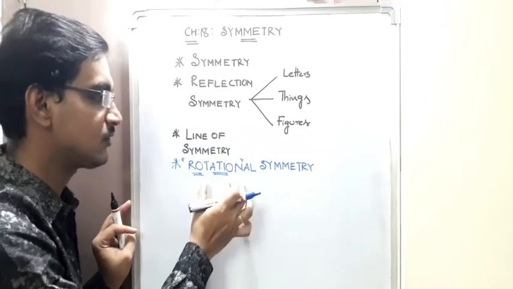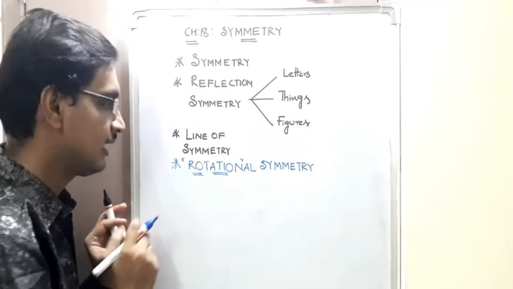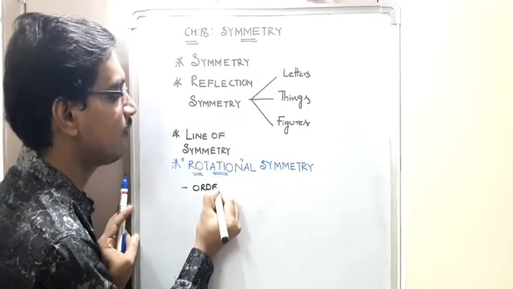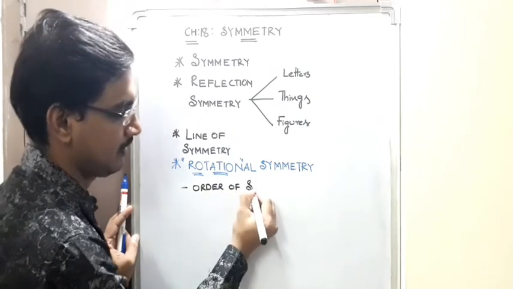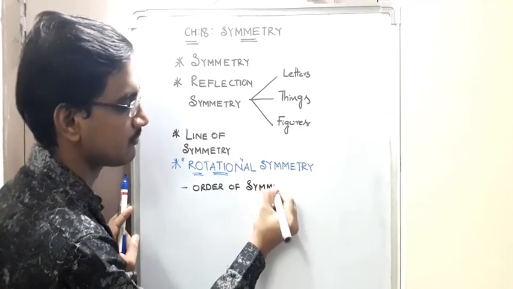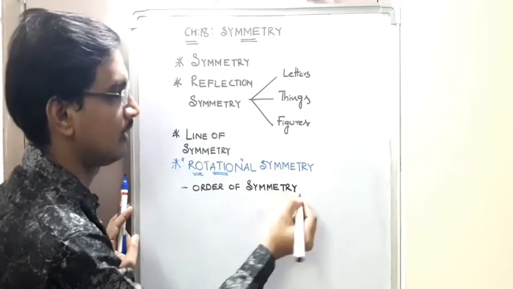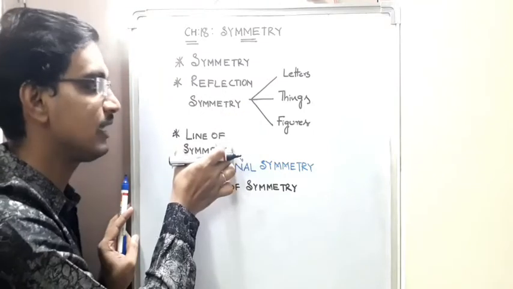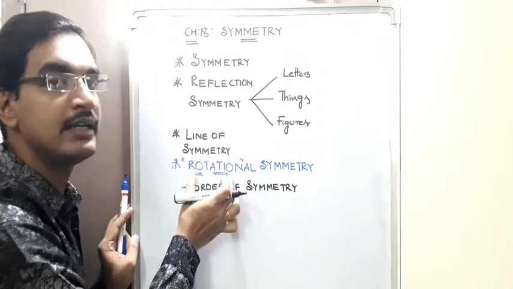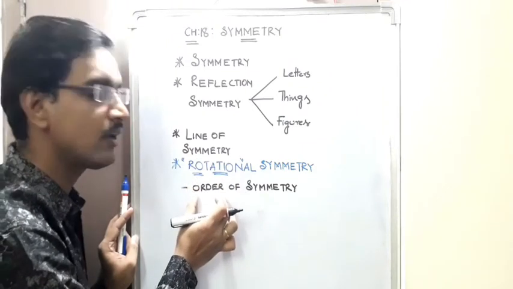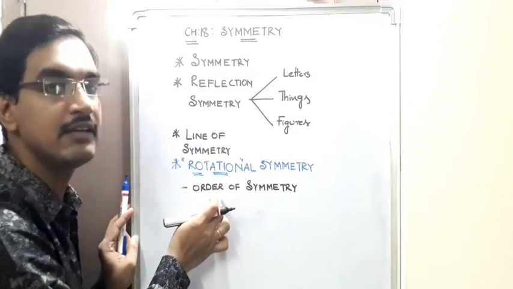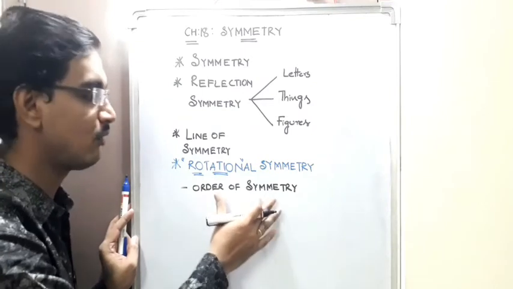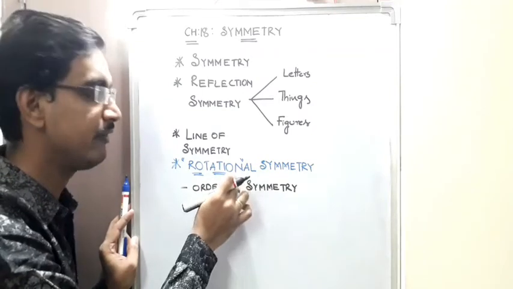So let us start with this concept of rotational symmetry, in which the important concept is order of symmetry. Let me make you clear about this. Look, in reflection symmetry, in order to test the reflection symmetry, we have used line of symmetry. In rotational symmetry, we will check the order of symmetry in order to check whether the given figure is having rotational symmetry or not. I will explain what exactly is order and how to check the order of symmetry to verify rotational symmetry.